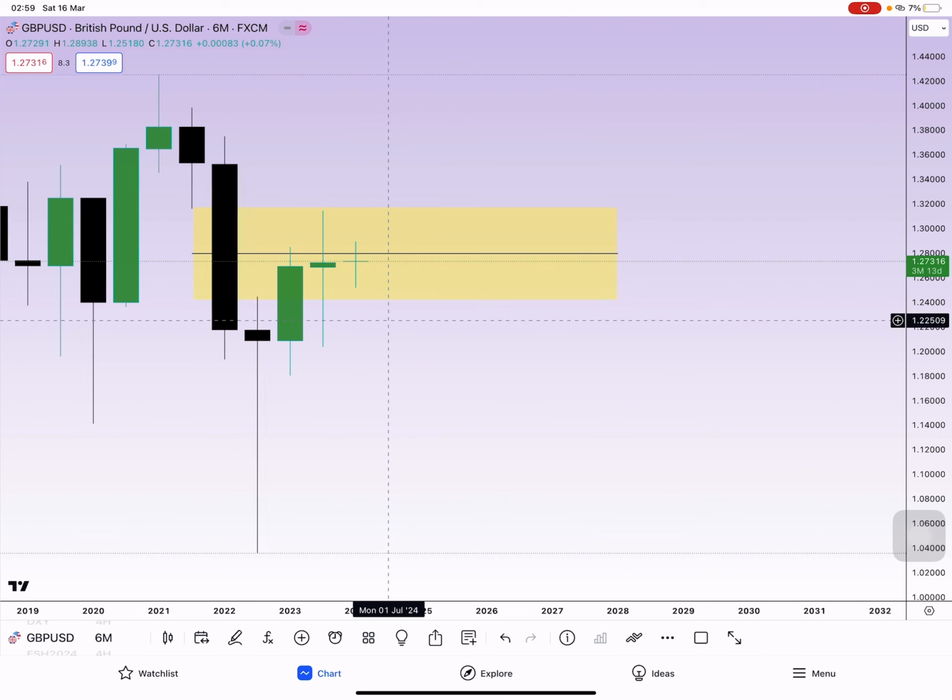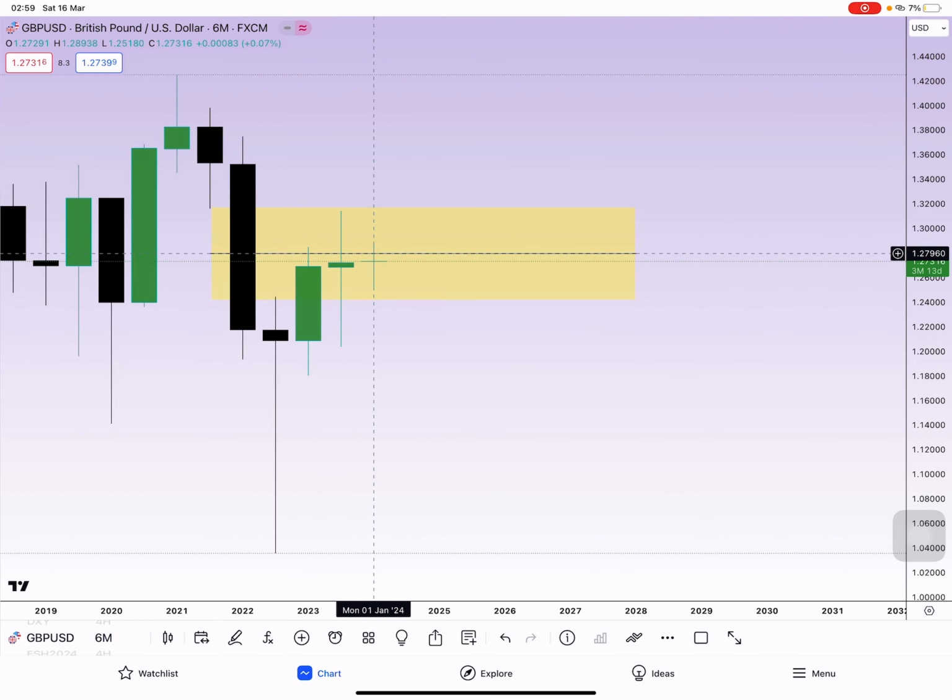As you can see, it came back up into the equilibrium point of this order block, which is this black line, and for the last 2 six-month candles we haven't closed above it. The third, current candle has gone a little bit above it and then got rejected. Currently it's slightly below its equilibrium, but you can still see that it's going into the premium and getting rejected very well.